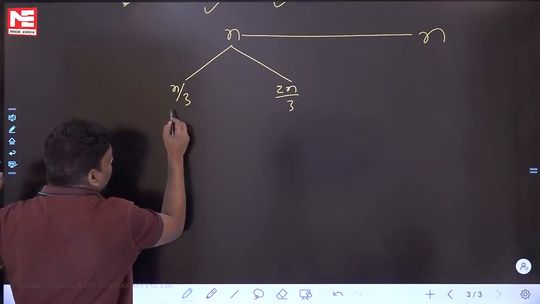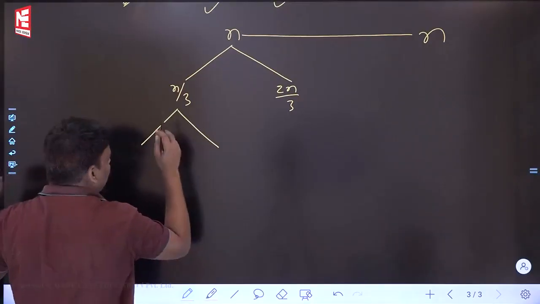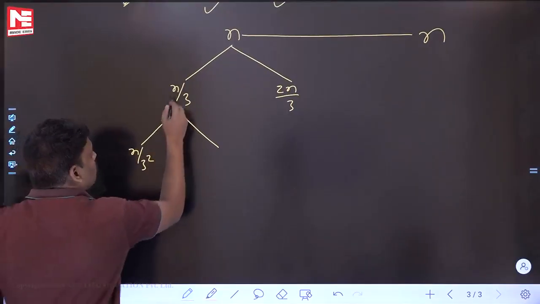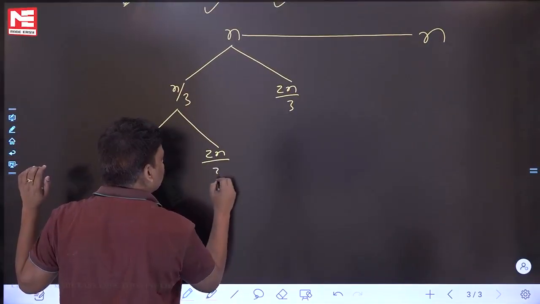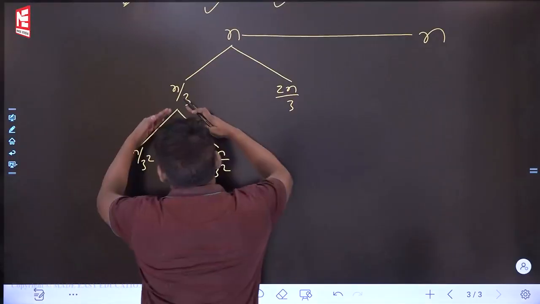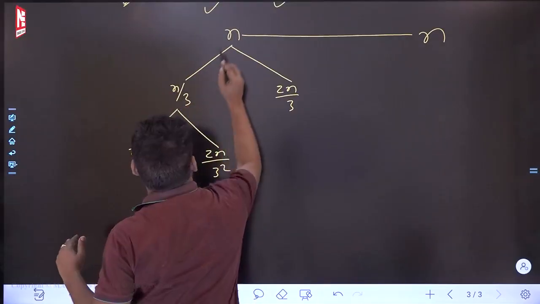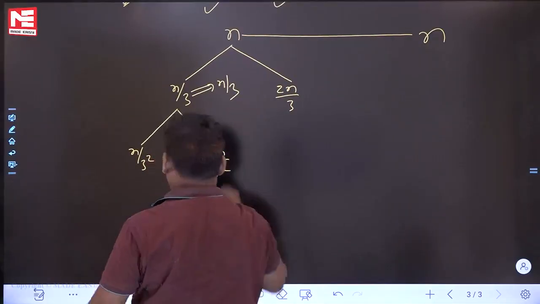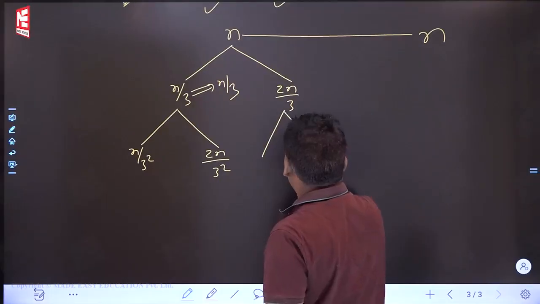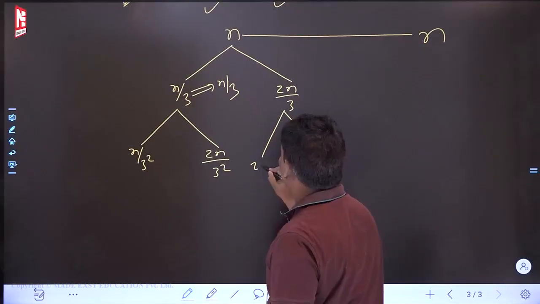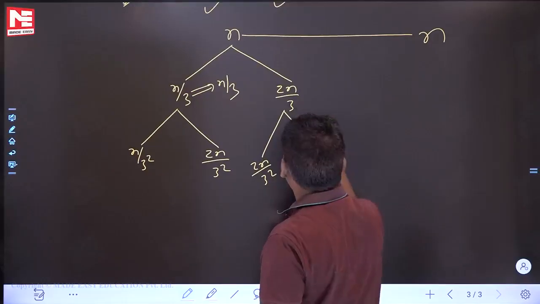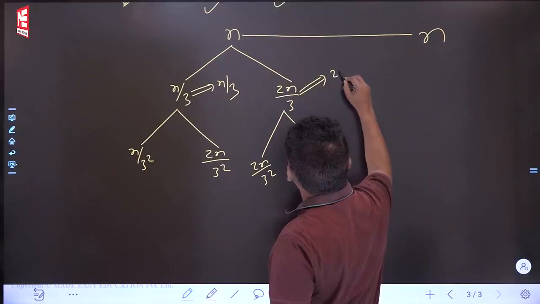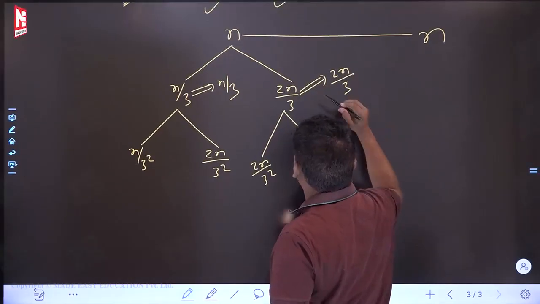What is the meaning? This n by 3 will be divided into two parts. Left, whatever is there, left multiply by 1 by 3. What is the answer? n by 3 square. Right multiply by 2 by 3. What is the meaning? 2n by 3 square. But one thing, n elements are there, it will take n times. Similar way, n by 3 is there, it will take n by 3 times. Same way here also. 2n by 3 there, left multiply by 1 by 3, what is the meaning? 2n by 3 square. Right multiply by 2 by 3, what is the meaning? 2 square n by 3 square. But this will also take some cost. What is the answer? n, n time. 2n by 3 is there, 2n by 3.